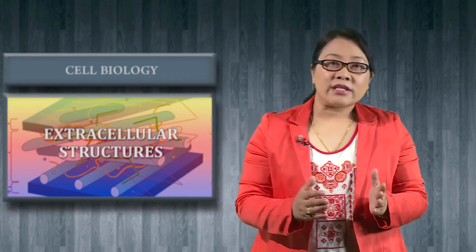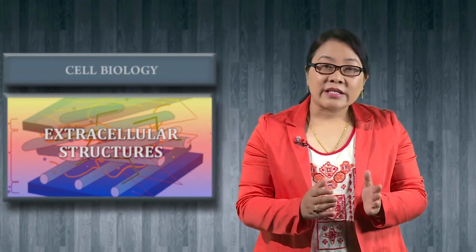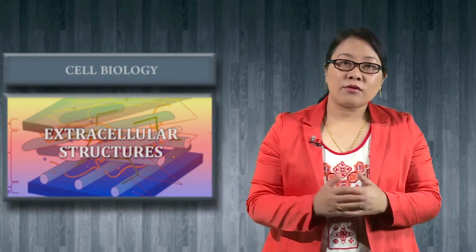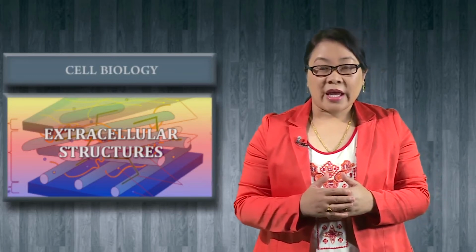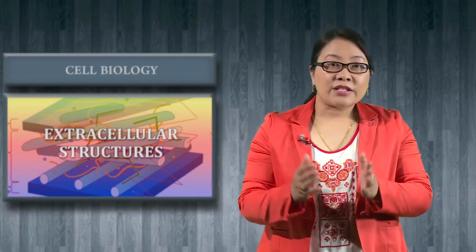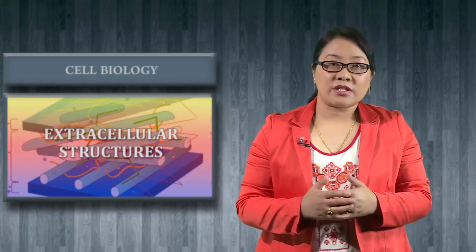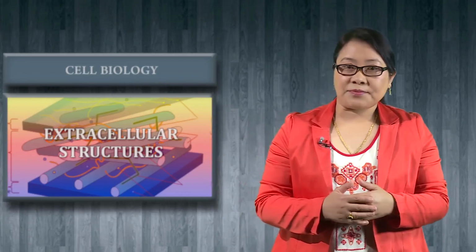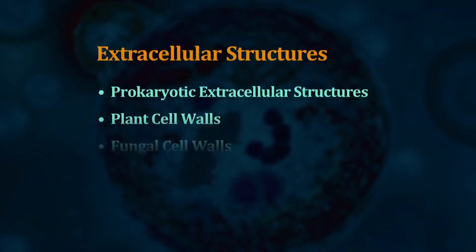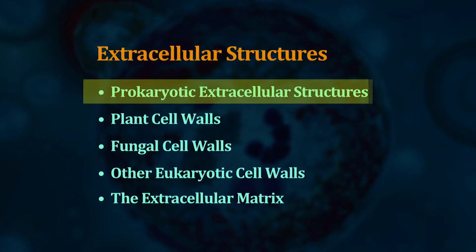While in animal cells, a cell wall is usually absent, but the cells in tissues have an extracellular matrix composed of proteins and polysaccharides. In addition to providing structural support to cells and tissues, these extracellular structures also play important roles in multicellular organisms. Let us now see the extracellular structures one by one. Let us start with the prokaryotic extracellular structures.